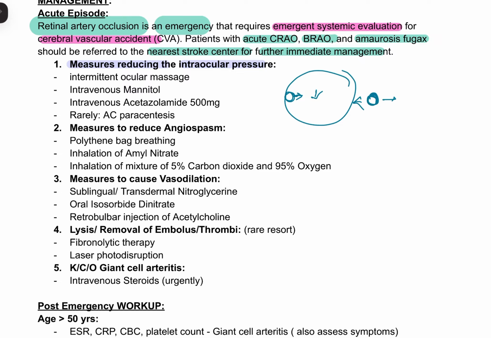So what do you do to reduce intraocular pressure? You do ocular massage, or you can give IV mannitol, IV acetazolamide 500 mg, or, in very rare, very emergency cases, you need to do anterior chamber paracentesis. Simple: ocular massage, mannitol, acetazolamide, paracentesis. You can go with any of these. Not all things you need to do, any of these.